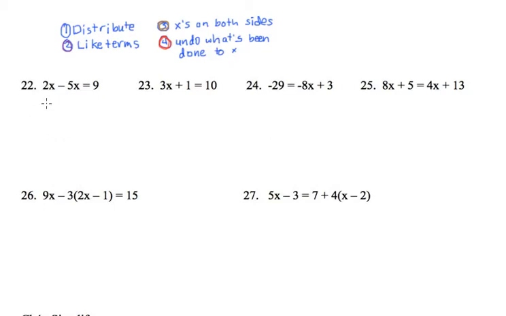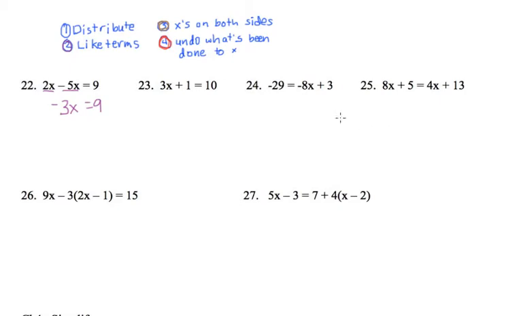On problem number 22, again, these are the steps I go through when I am trying to figure out what to do. First, I distribute. There's no distributing. Second, I look for like terms in the expressions on one side of the equals sign or the other. Oh, and I do have a 2x and a negative 5x. So together, that makes negative 3x if I combine those like terms.